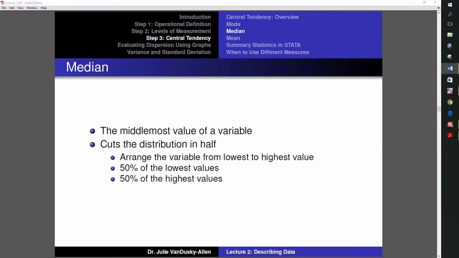The median is the middlemost value in the variable. First, we arrange the data from the lowest value to the highest value. Then we look at the observation that is the middlemost observation, with 50% of the observations below it and 50% of the observations above it.